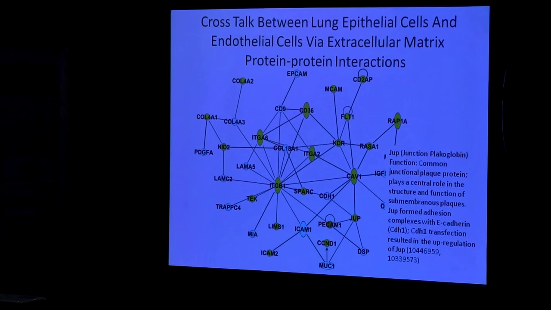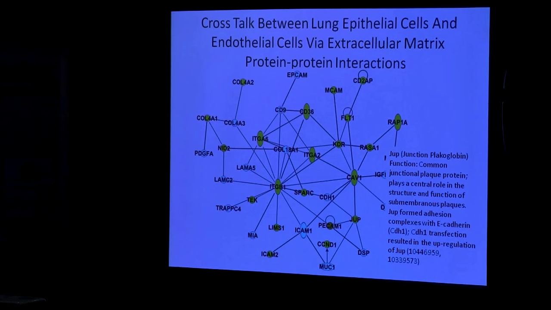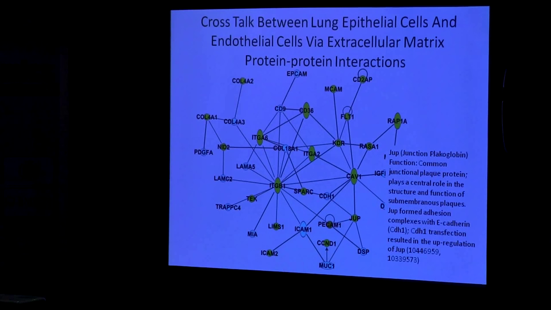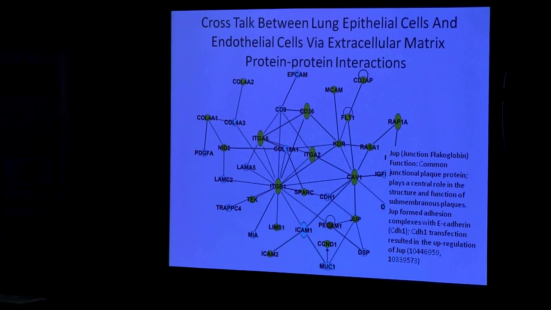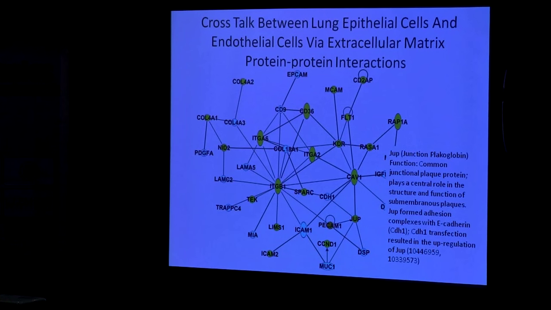Some of the interactions have already been confirmed by the literature. For example, here, Droop and CDH1. We know Droop functions as a common junctional plaque protein, playing a central role in the structure and function of the submembrane plaques. Droop is known to form an adhesion complex with E-cadherin, which is CDH1. And CDH1 transfection is also known to result in upregulation of Droop.